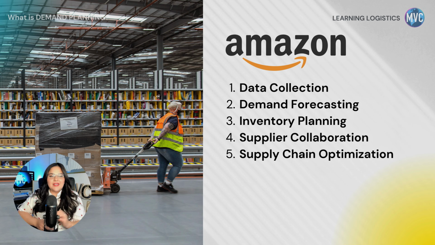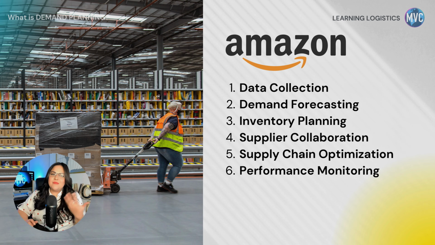Now, next we have supply chain optimization. Amazon continuously optimizes its supply chain to ensure that products are delivered to customers in a timely and cost-effective manner. This involves using advanced logistics algorithms and transportation management systems, or TMS, to optimize delivery routes, reduce transportation costs, and minimize the lead time.